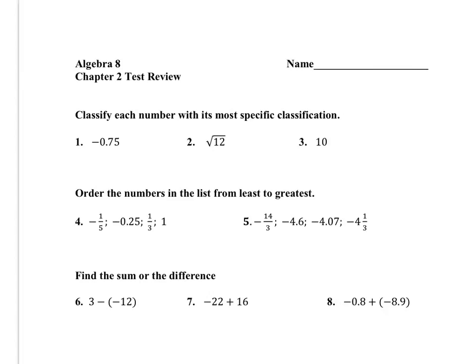Alright, number 1, 2, and 3, just classification. So the classification for number 1 should just be rational. Number 2, the square root of 12 is irrational. And 10 is natural.